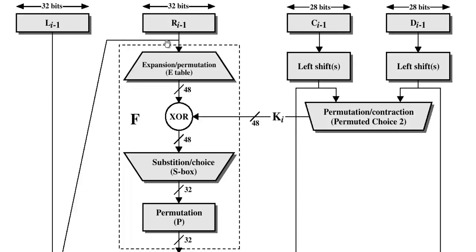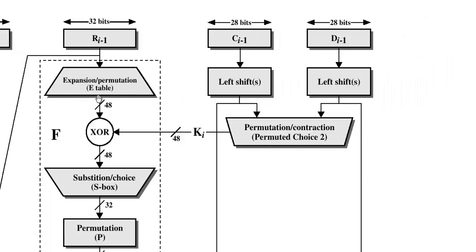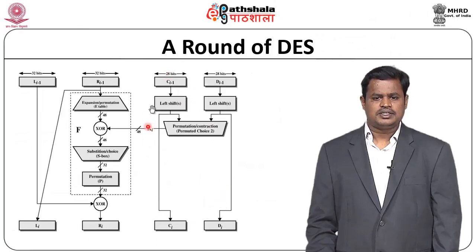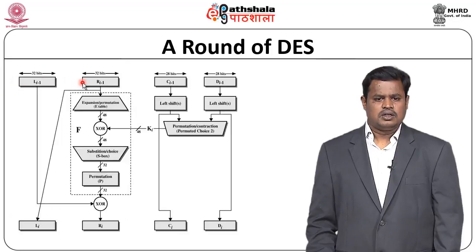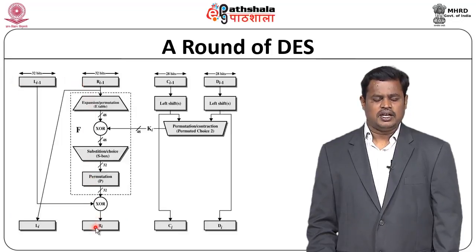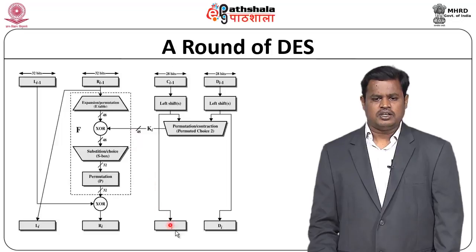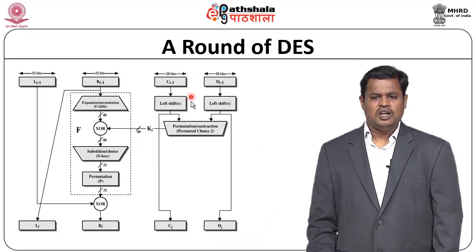We need to understand the structure within the round. Here we go for an expansion. This block is the key generation component of the DES algorithm, and this block is the encryption of your actual data. So our data goes through such a function and finally is encrypted, giving the ciphertext. But the role of this other half is only for key generation.